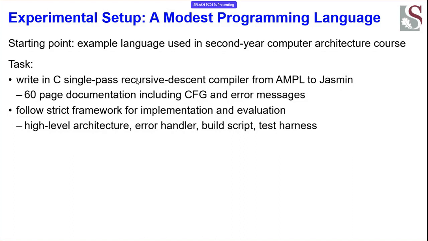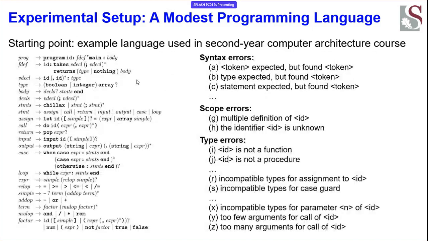And the colleague has used a very strict framework for the implementation and evaluation and the marking. Right. The high-level architecture was given, the error handler was given, the build script, the test harness, all of this was given, which makes the evaluation a lot easier, right? And as part of this, the document specified which errors the compilers need to find. There's a couple of syntax errors, there's a couple of scope errors, the usual thing you would expect, repeated definition or use of an undefined identifier.